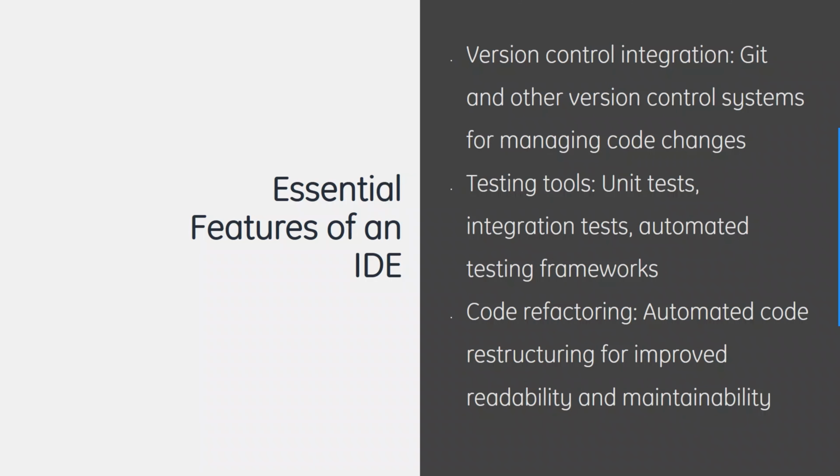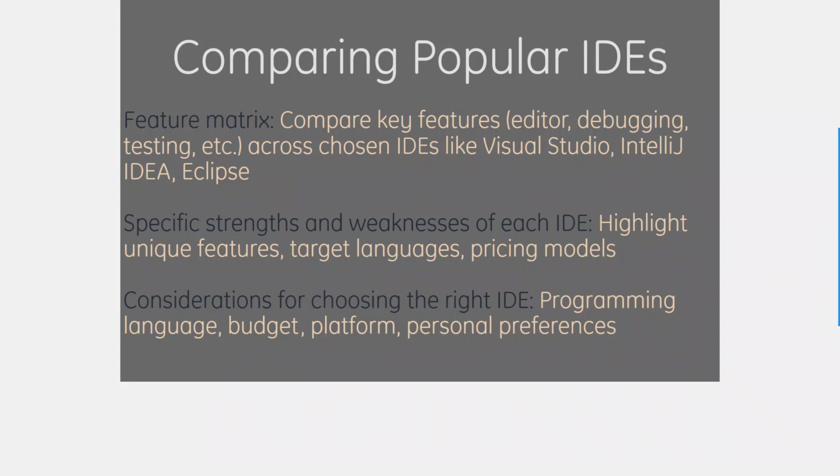Moving on, we have version control integration, which is Git and other version control systems for managing code changes, and testing tools: unit tests, integration tests, and automated testing frameworks. And then we have code refactoring, automated code restructuring for improving readability and maintainability.